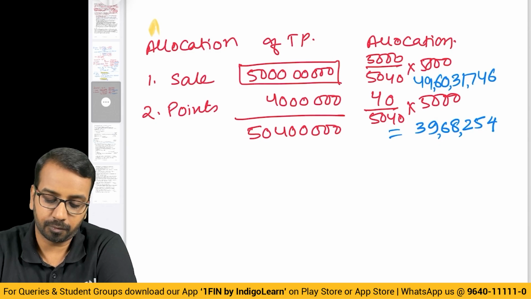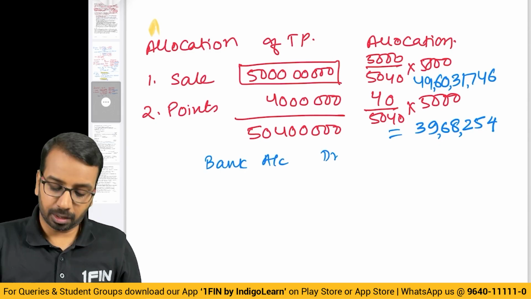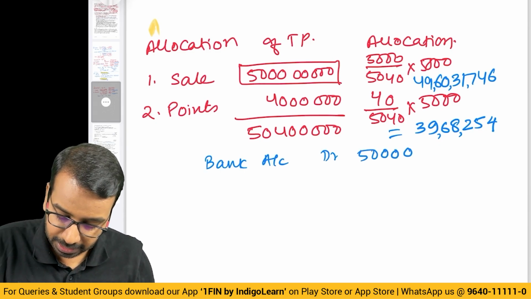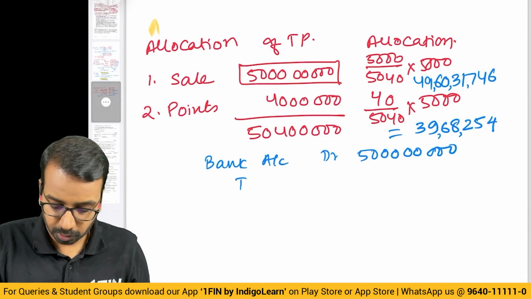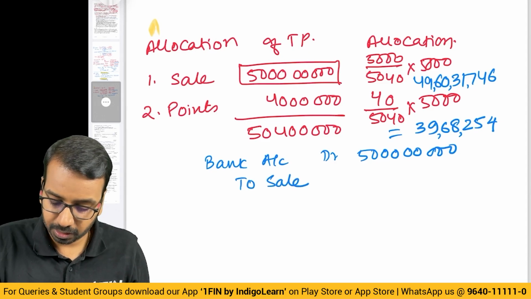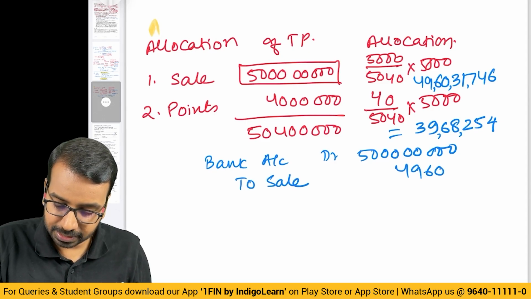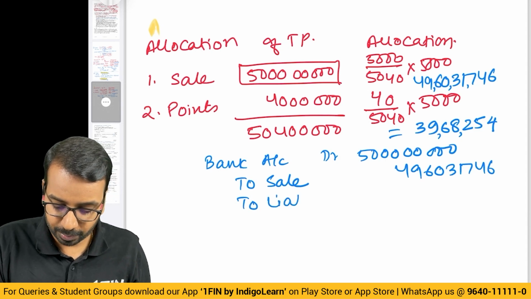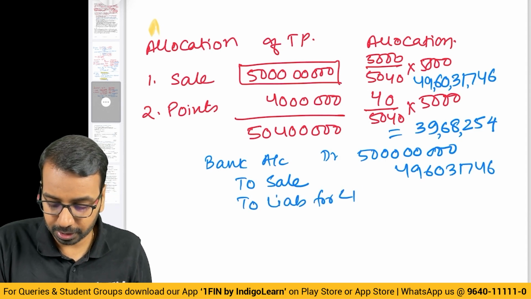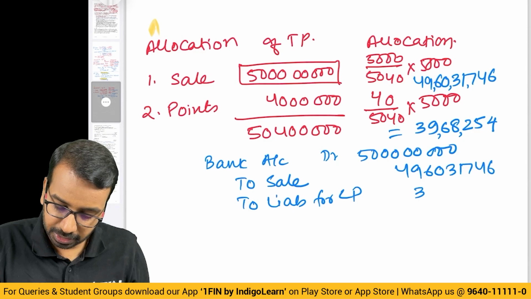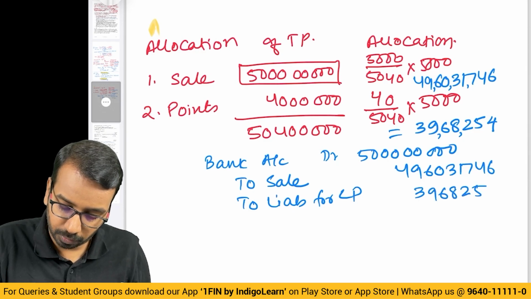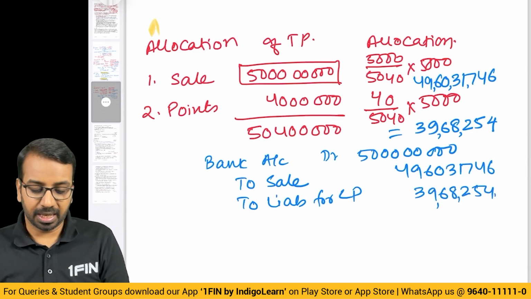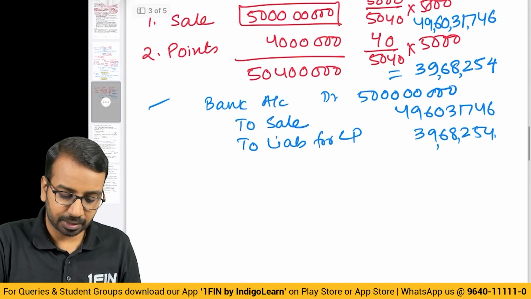39 lakhs 68,254 rounded off. Okay. So, bank account debit 5,000 lakhs, to sale 496031746, to liability for loyalty points 3968254. Okay. Now that is the entry for revenue recognition.